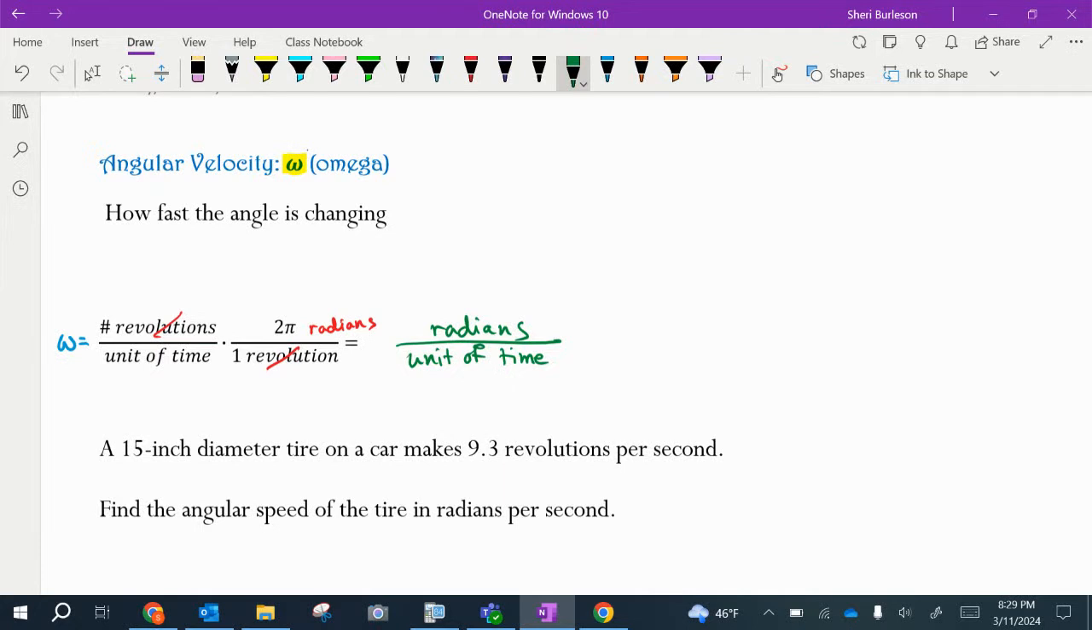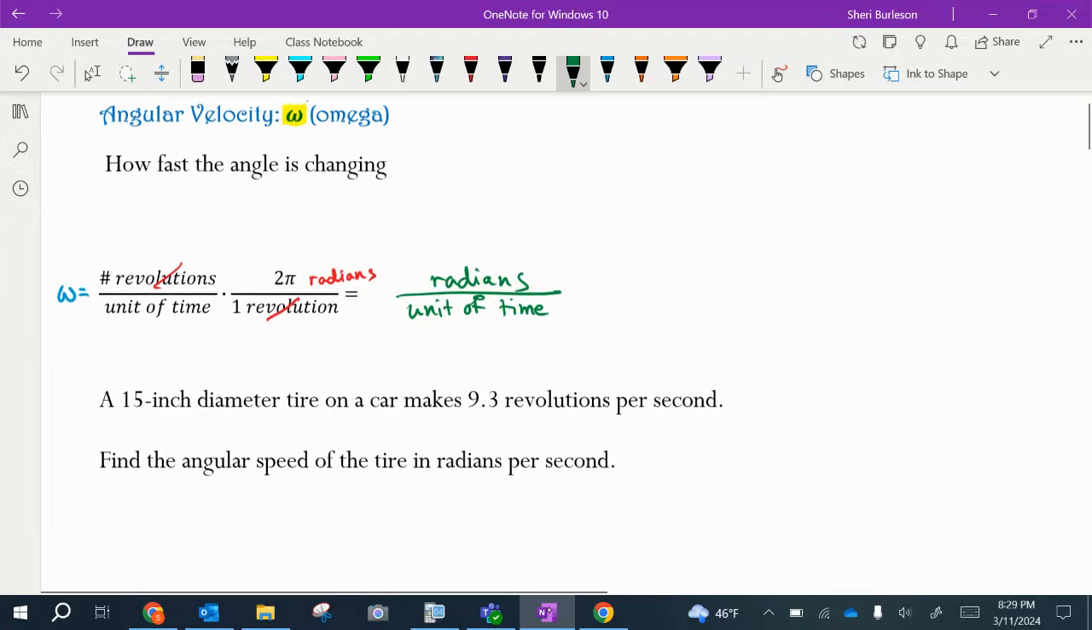So that is an angle. How many angles are we rotating through over a given period of time? Radians per time, just like miles per hour is a linear velocity, radians per unit of time would be an angular velocity. Okay.